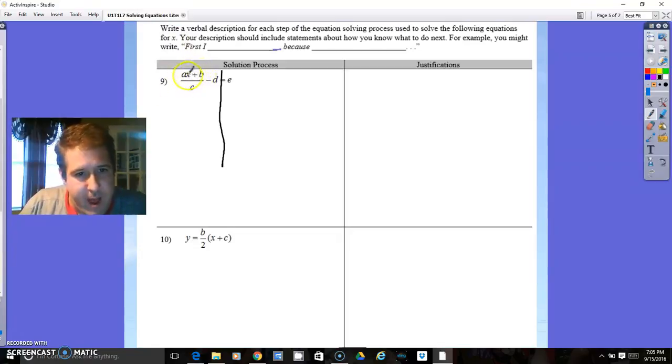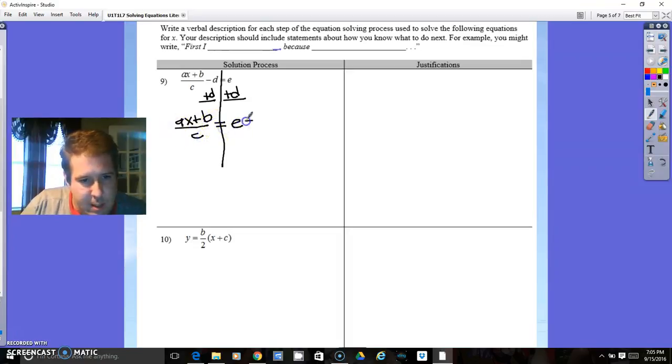All right, so if I want to solve for x, I have to get rid of this minus d, so that's add d to both sides. This is going to take a lot of steps. Hope you're ready for this. That's going to give me ax plus b over c equals e plus d. All right, I told you this is going to take a lot of steps.